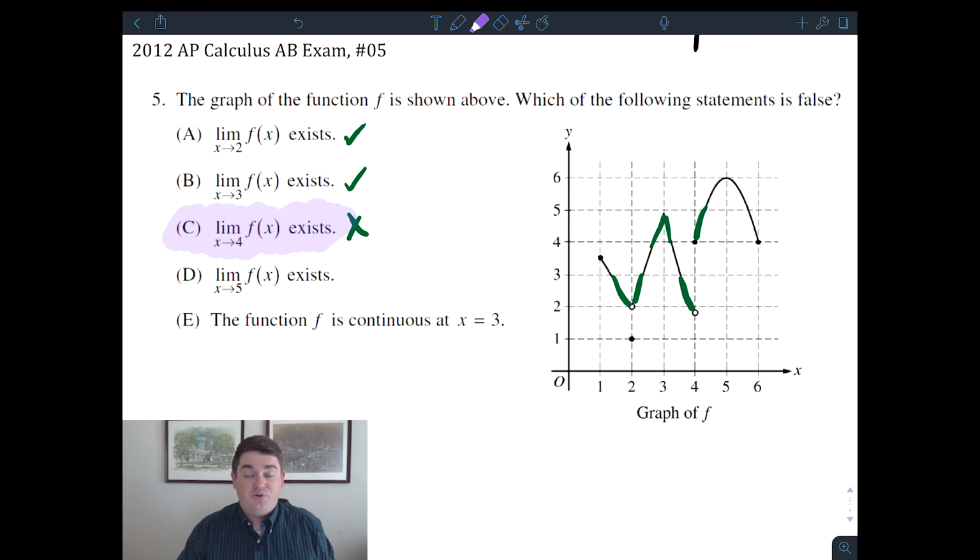Okay, so quick recap. When you're trying to find a limit using a graph or a table, you want to look and see, does the behavior from the left and the behavior from the right match up? If so, the limit exists. If not, the limit doesn't exist.